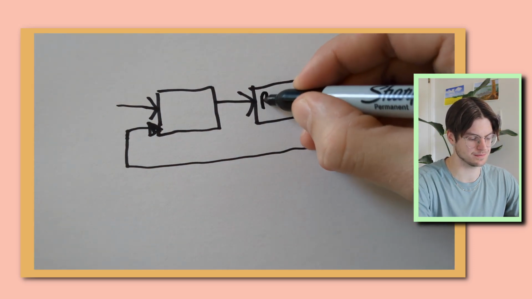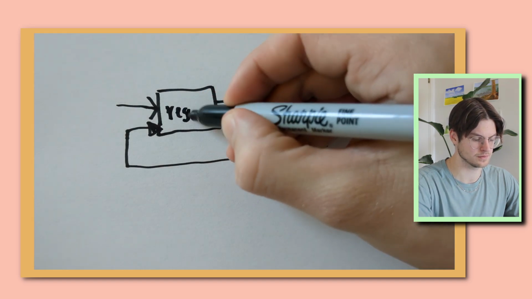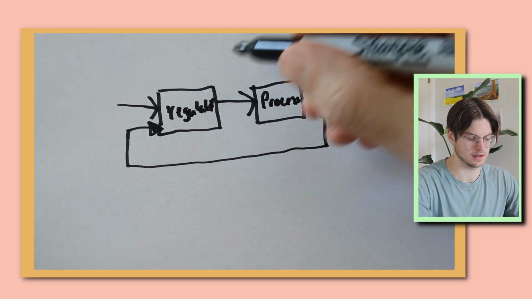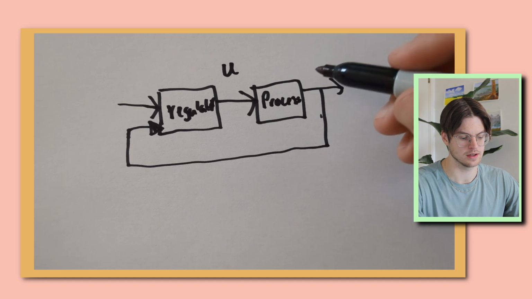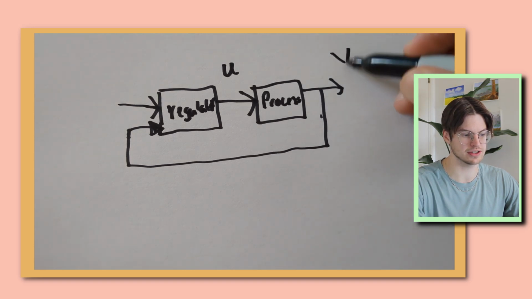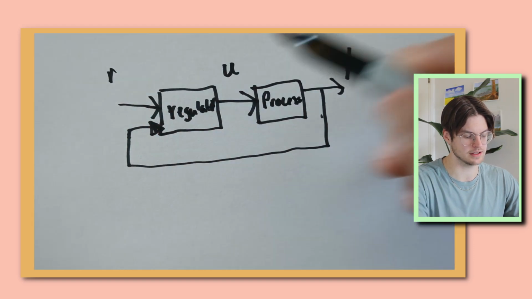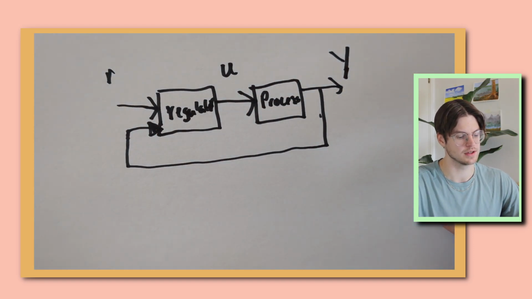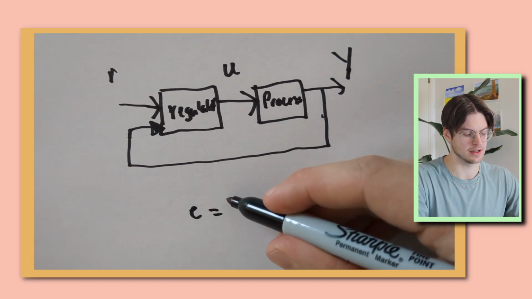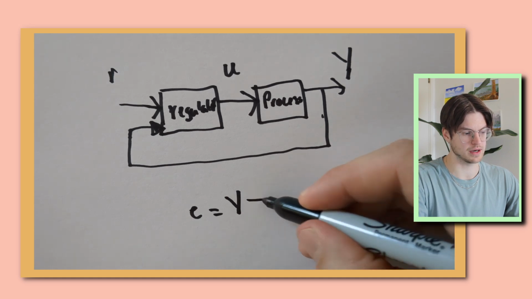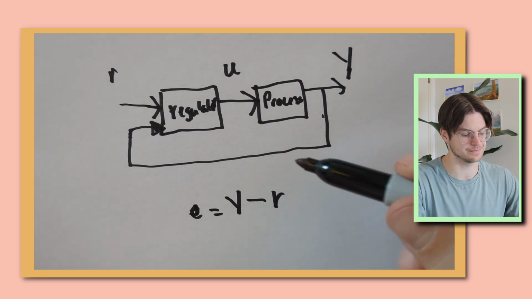You have a process, and then you have a regulator. Then from the regulator there is a control signal. From the process there is a measured signal, Y. There is a reference value, R. Then we have the error, which is equal to the reference signal minus the measured signal, and it's designated with an E here if that's not clear.